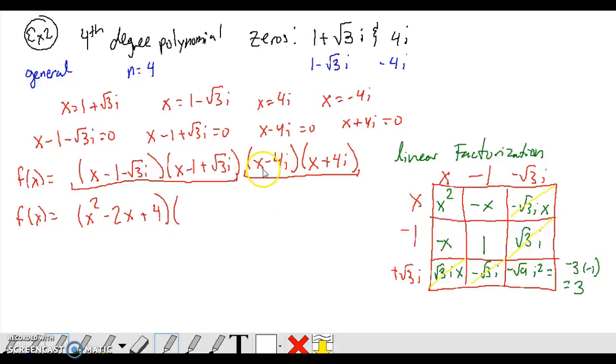Okay, now we're going to do the same exact thing over here. This time I'm not going to show the area model. I'm just going to write x times x will give you x squared. This will give you positive 4ix, negative 4ix. This will turn out to be a negative 16i squared, which will turn out to be a positive 16. Okay, and we have to multiply those together.